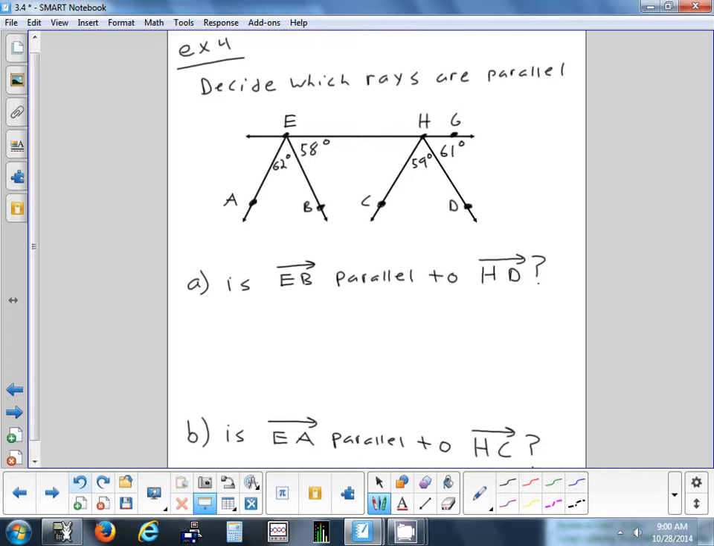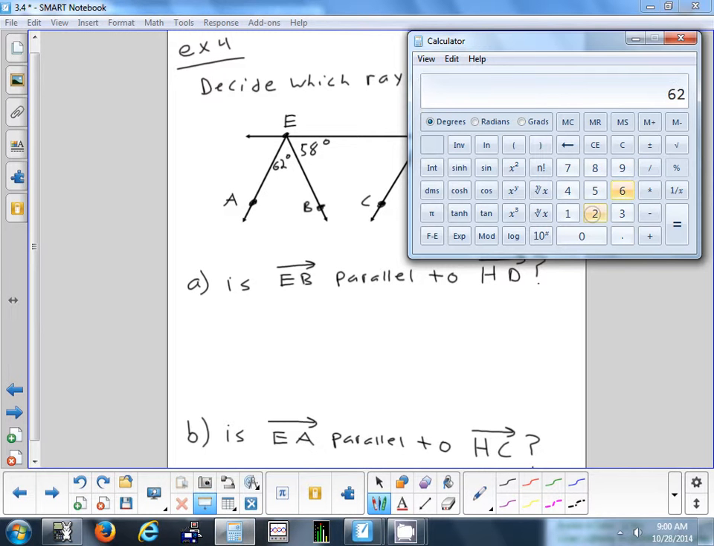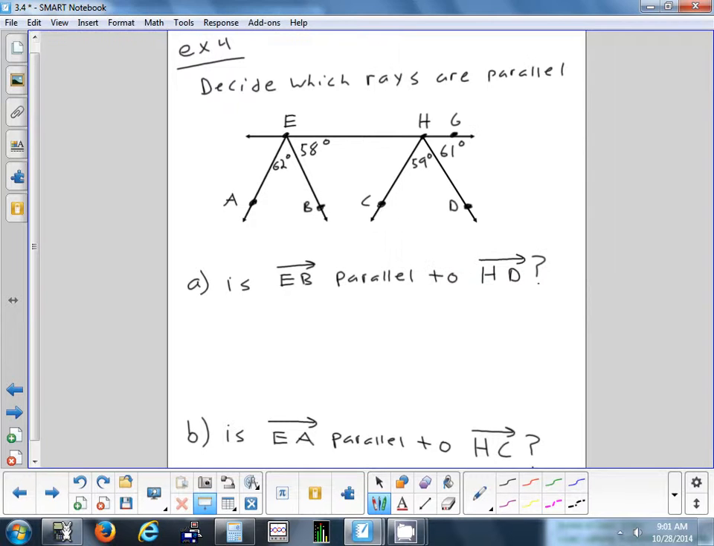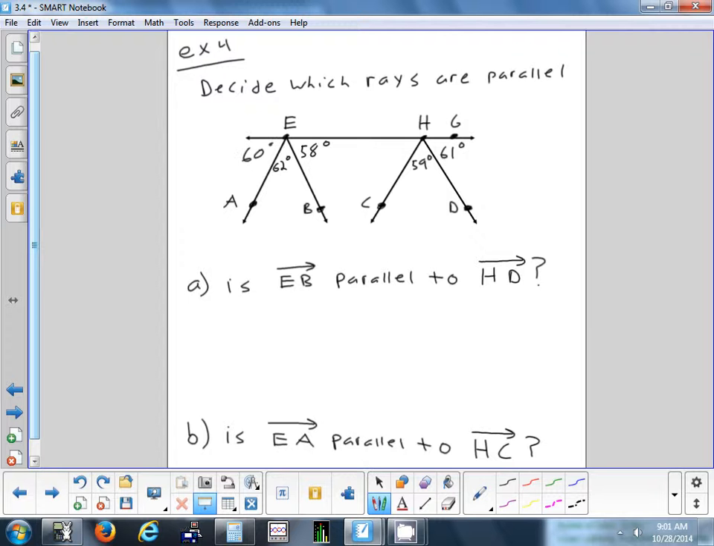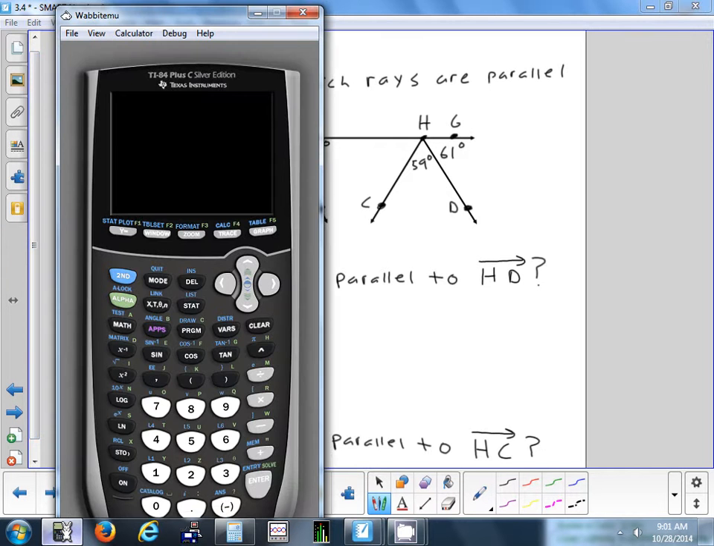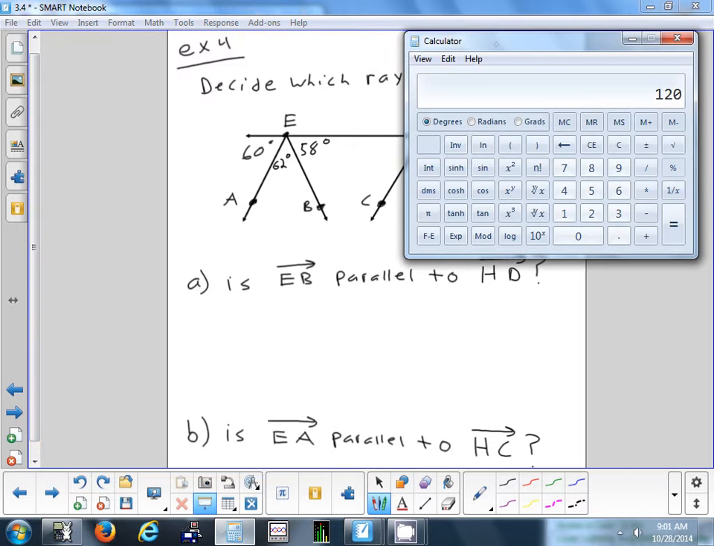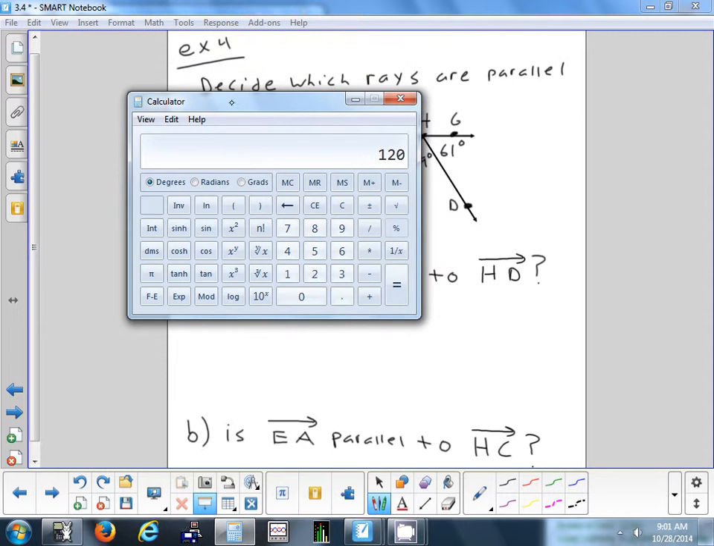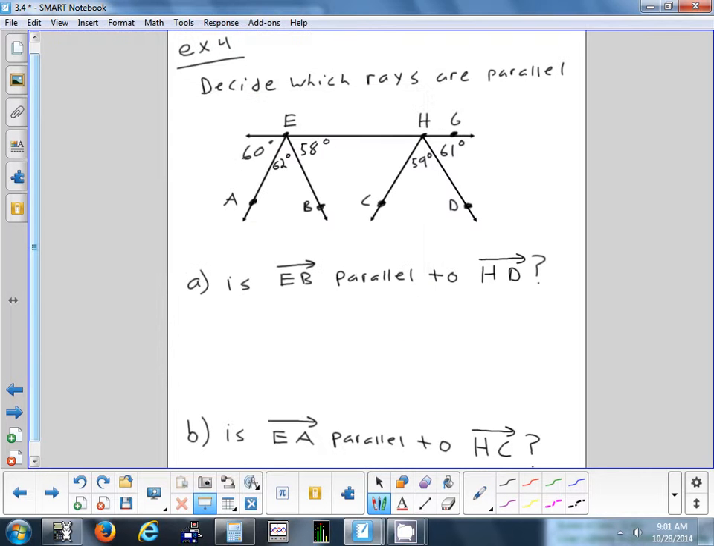It'd be 60 degrees. Okay, and how'd you get that? Because I added 62 and 58, and then 180 minus 120 was 60. Good. So if we add those up, you get 120. Okay, so we know that one's a 60. And we could do the same thing on the other side. Add up 59 and 61. Same thing, 120. So angle CHE is also 60.